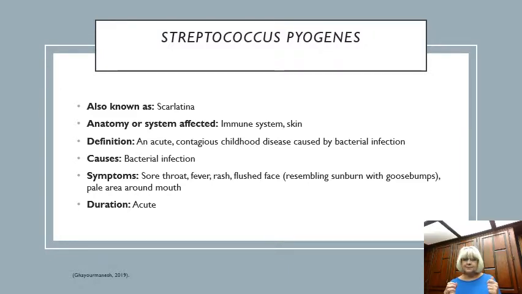A lot of times you'll see this described as if someone took your face and slapped it and left red welts here, and then there was a white area across your mustache area and around the mouth in the face. That's how it's described a lot of times.